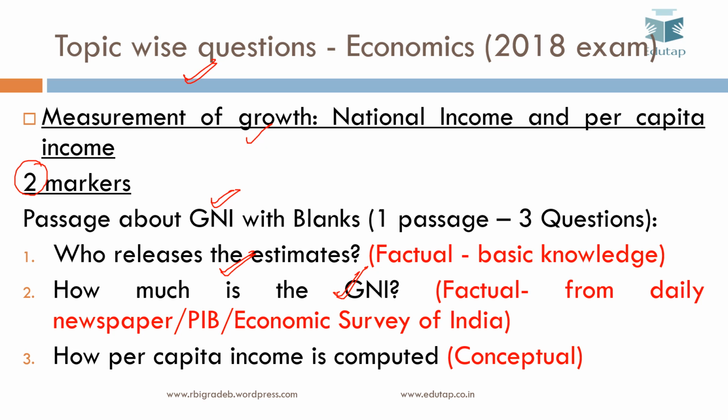Then the third question that was based on this fill in the blank para was how per capita income is computed. Now you can see somewhat concept they have included here, right? So from the same paragraph, 3 different types of categories were asked. One is just a basic knowledge question. One is from the daily reports that you read, current affairs. The third one is a conceptual based question, right?